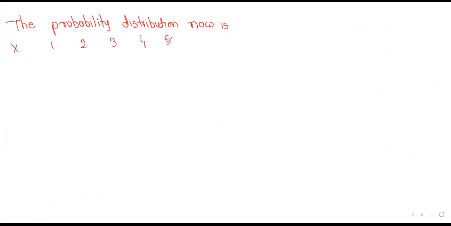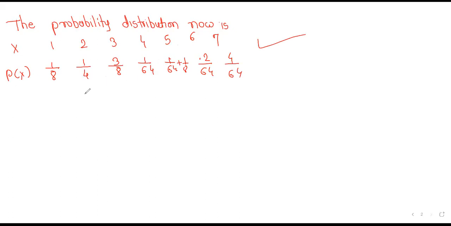Next is the probability distribution now. The values of x are 1, 2, 3, 4, 5, 6, 7. So p of x will be: k's value 1/8, 2k that is 1/4, for 3 it is 3/8, then 1/64, then for 5 it is 1/64 plus 1/8, for 6 it is 2/64 and for 7 it is 4/64. This is the probability distribution after finding the value of k.